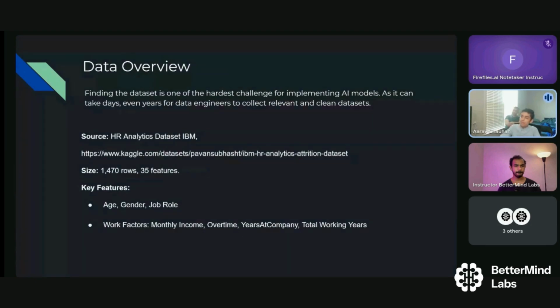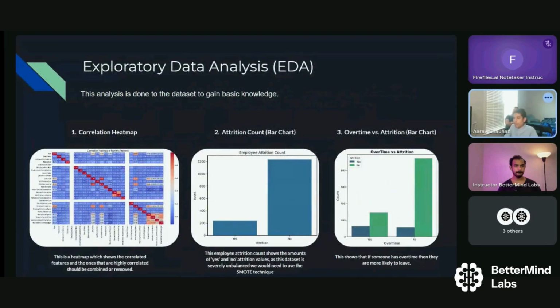Now let's talk about the EDA. EDA is analysis done to the data set to gain basic knowledge about it. So number one is a correlation heat map. This correlation heat map shows how features are related to each other. Strongly related features can confuse the model, and we may want to remove them or combine them. For example, monthly income and job level are highly correlated, so we may want to remove one or combine them.